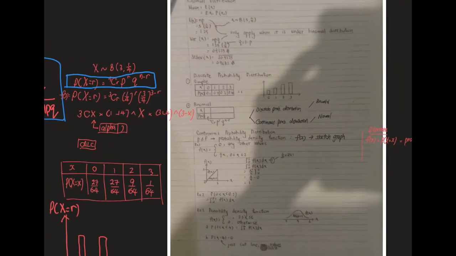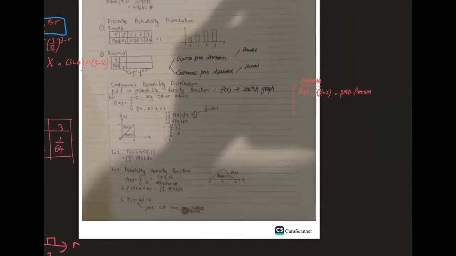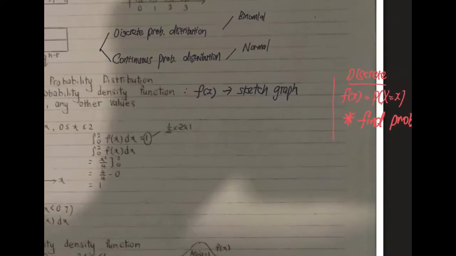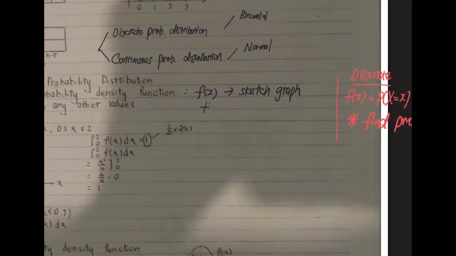So different function. I put a short note first. The f(x) here, the probability function, is used to find probability. Compared to continuous, the f(x) is used to sketch the graph. Then how to find probability? I put the information here also. After you sketch the graph, probability is the area under the graph.